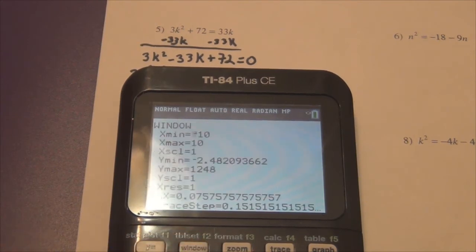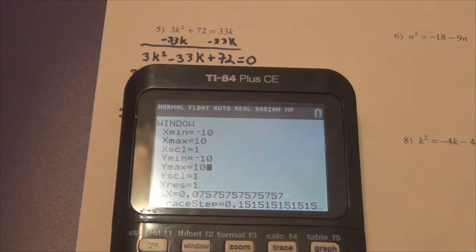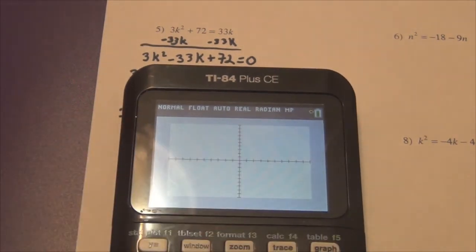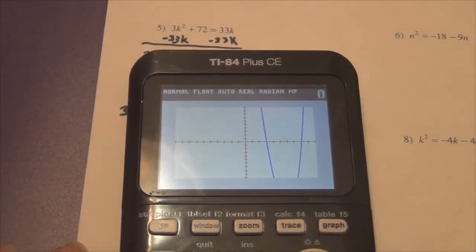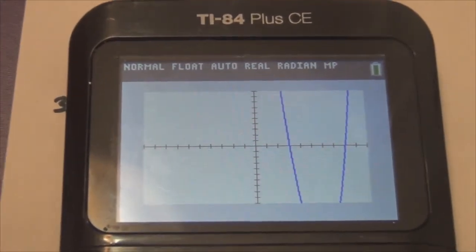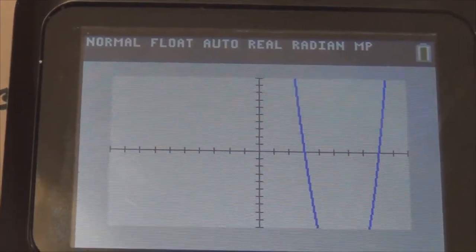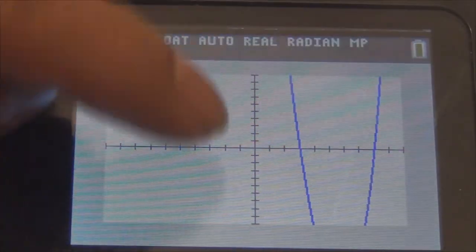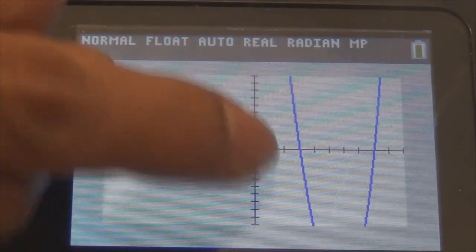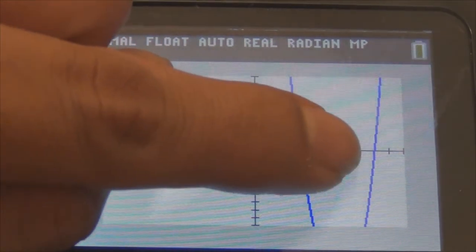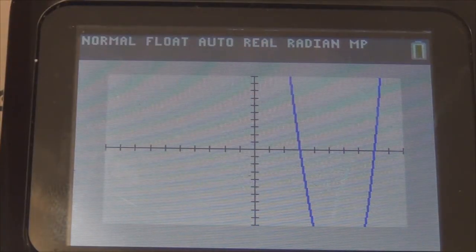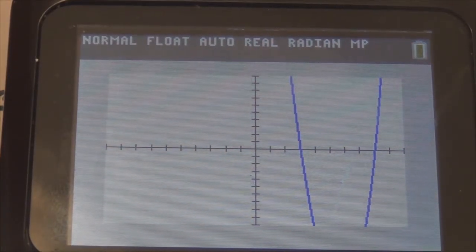Actually, no. All I have to do is go to the window. Minimum x is negative 10, and the minimum for y is usually the default, negative 10. The maximum is 10. The scale is 1. Let's take a look at our parabola now. There you go. And now at plain sight, without calculating anything, look at the x-intercepts. 1, 2, 3. 3, right? And what's the other one? 1, 2, 3, 4, 5, 6, 7, 8. See them? Good.